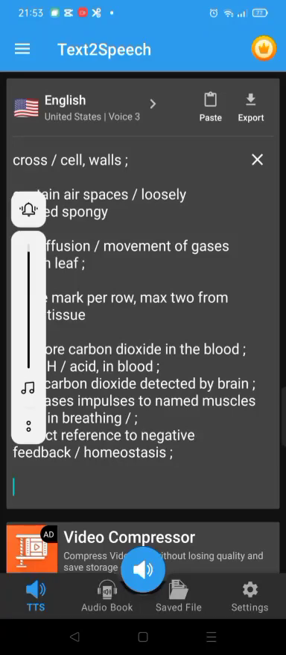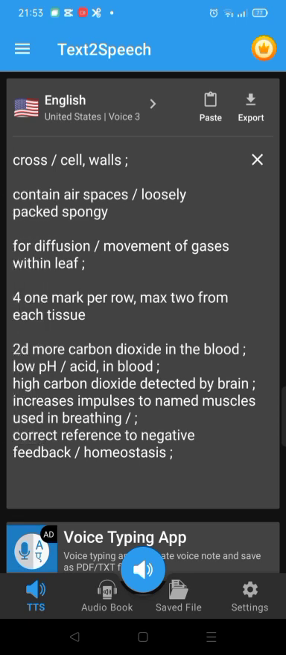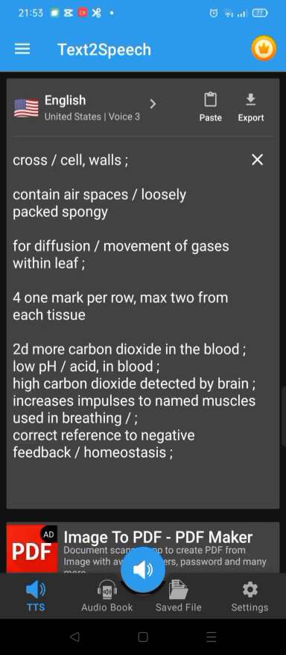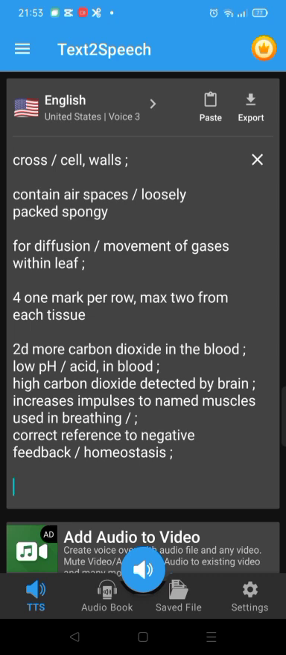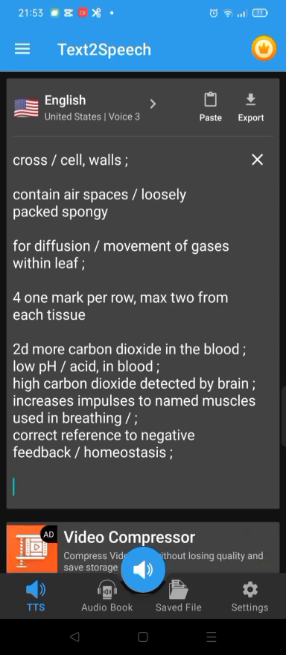Upper epidermis cell. Translucent, transparent, thin, flat, no chloroplasts to allow passage of light through to palisade cells. Leaf xylem vessel. Continuous tube, no cytoplasm, no named cell contents, hollow, no end walls, no cross walls. Pits, to allow transport of water, mineral ions to leaf. OR lignin, to prevent collapse of water column, support the leaf to maximize light absorption.